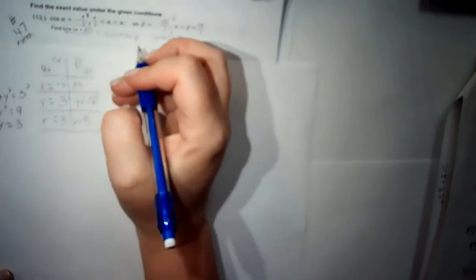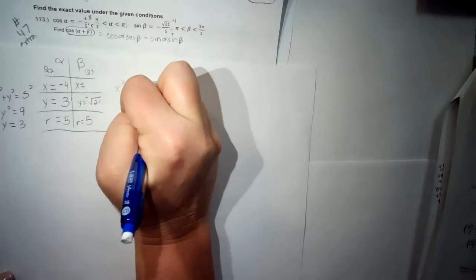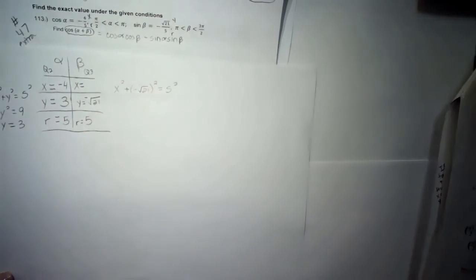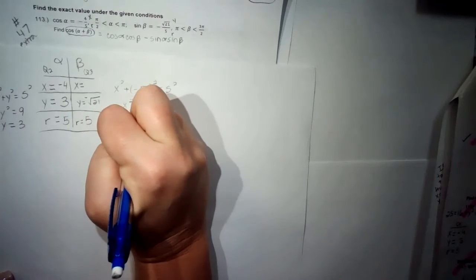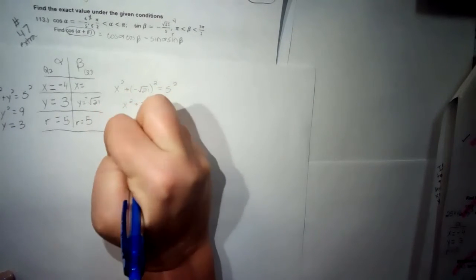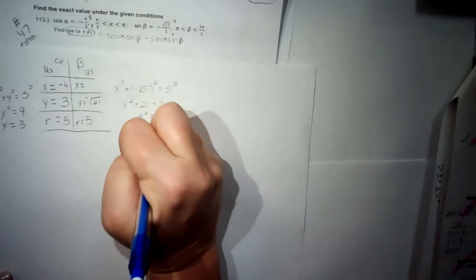Okay. So now I need to find x. For beta, I'm going to have x squared plus negative root of 21 squared equals 5 squared. This is going to be x squared plus 21 equals 25. x squared equals 4. x equals 2. Is it a positive 2 or a negative 2? Negative. How do you know it's negative? It's in quadrant 3. Okay. So now we have all the information that we need.